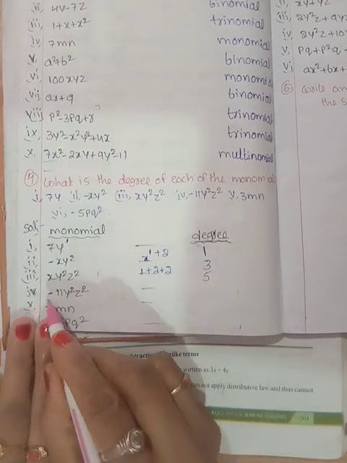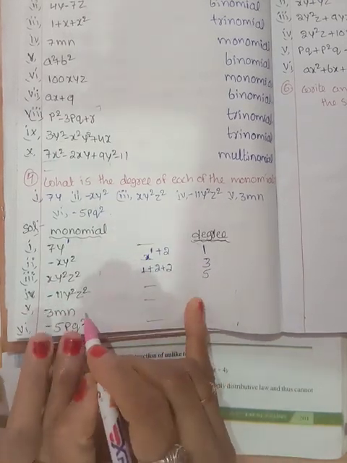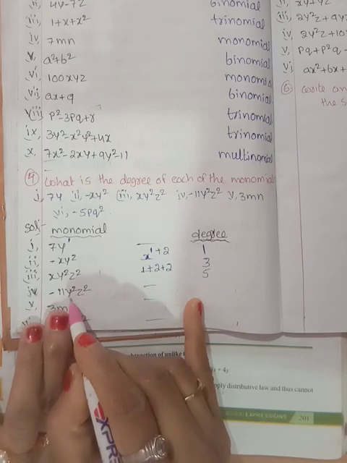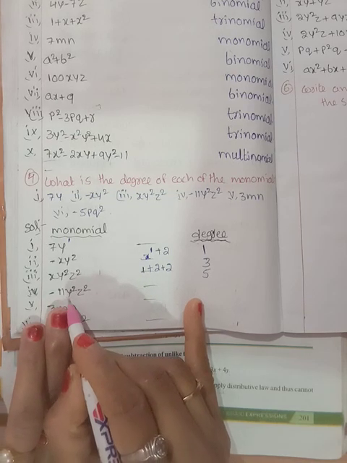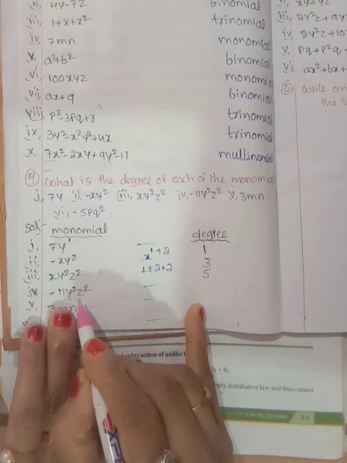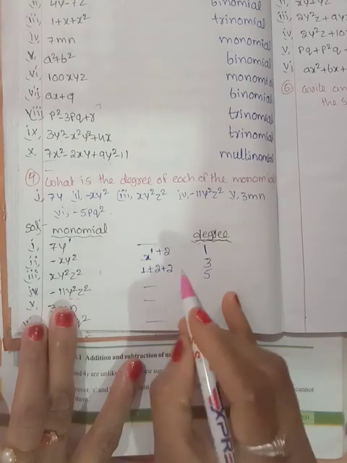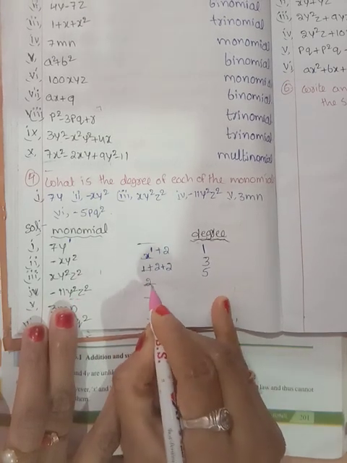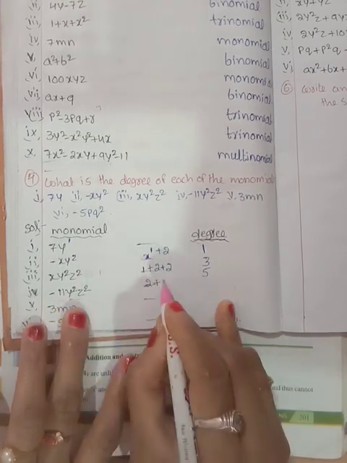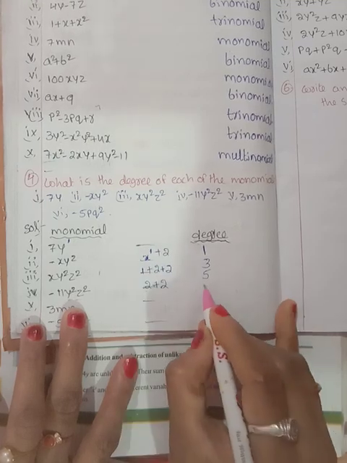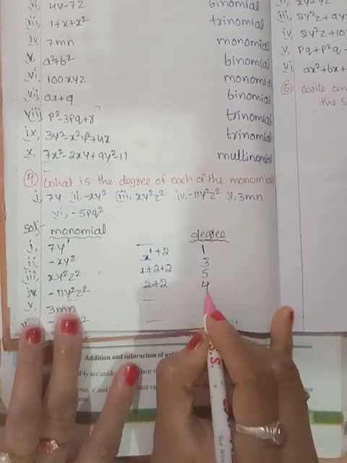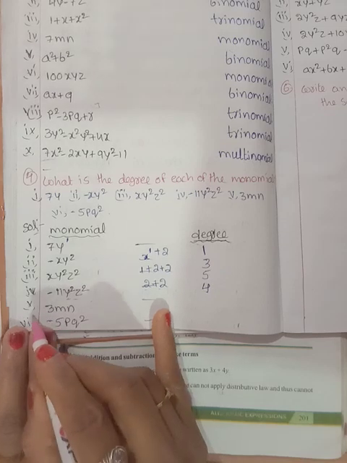And next is the fourth problem. You can understand neatly, Gagan sir. Here the variables are y and z. The exponent of y is 2 and the exponent of z is also 2. So the total is 4: 2 plus 2 is 4. And next one is the fifth problem.